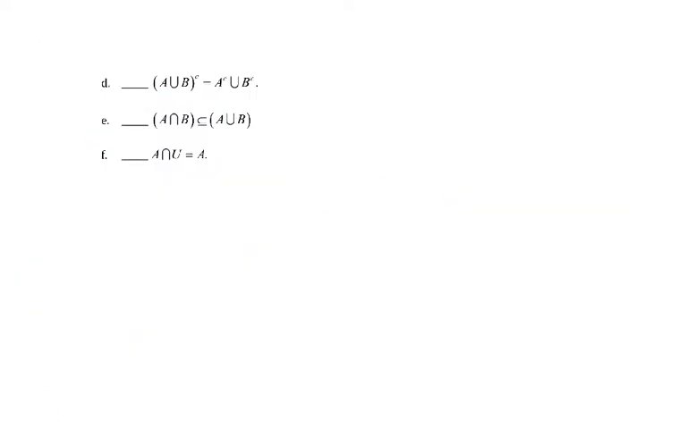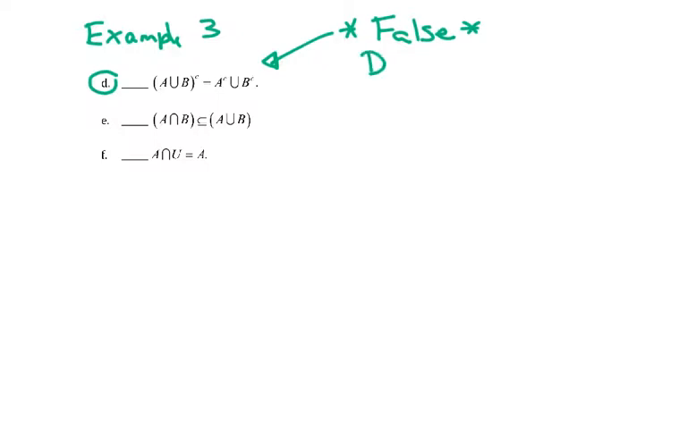And we also had a question about letter D in example 3. So you're asked to decide whether this is true or not. And really, you should know right away that this is false. Why do you know it right away? Because of De Morgan's laws. And you don't need to memorize the distributive laws, but do memorize De Morgan's laws.